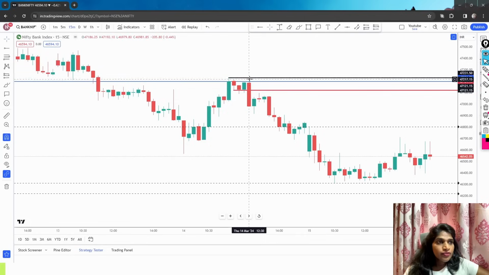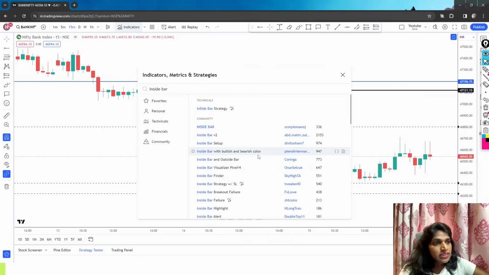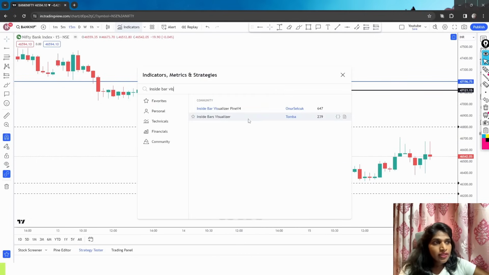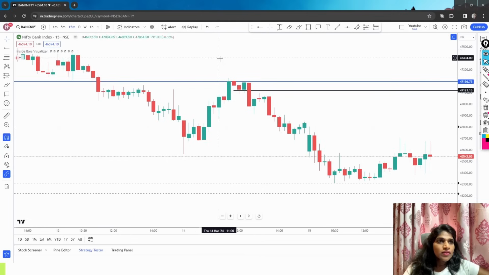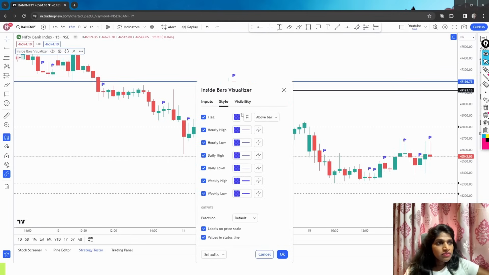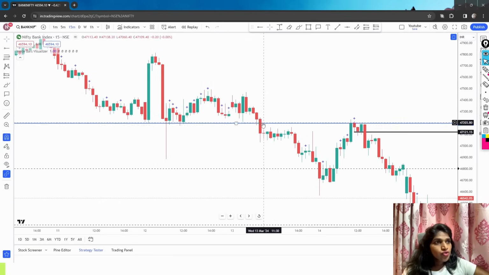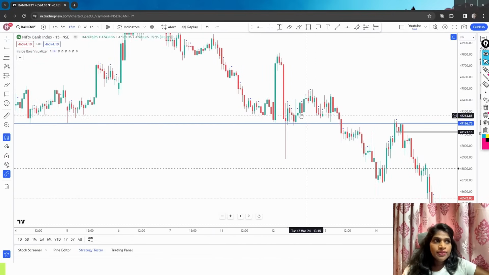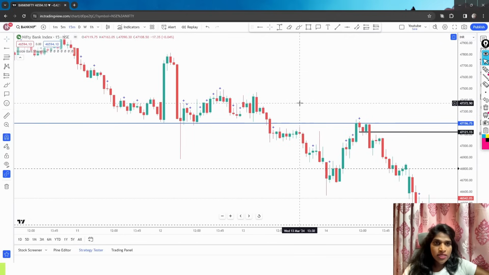Now, for those of you who find it very difficult to spot inside bars, you can simply use one particular indicator, the inside bar visualizer. Okay, this one. It will flag inside bars, and I just want this cross. Can you see so many inside bars you can spot? As I said, if you just rely on the indicator, you will basically end up trading all the inside bars, and thereby you will never make any money.